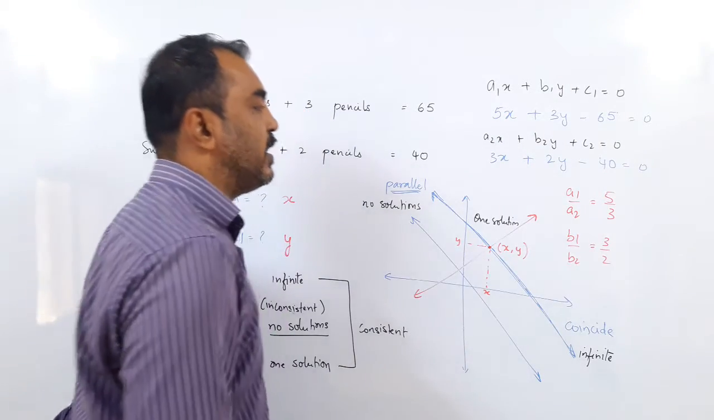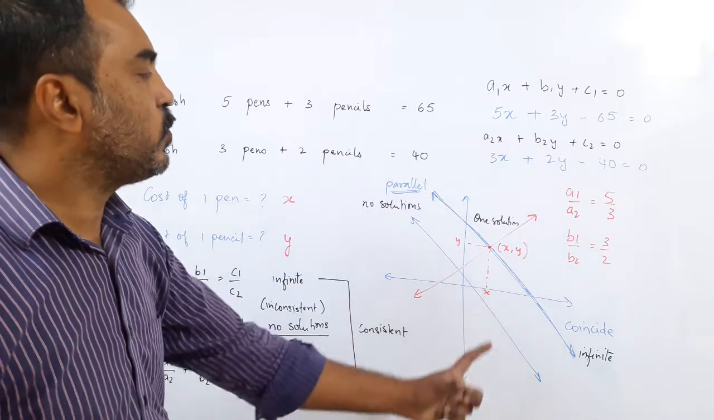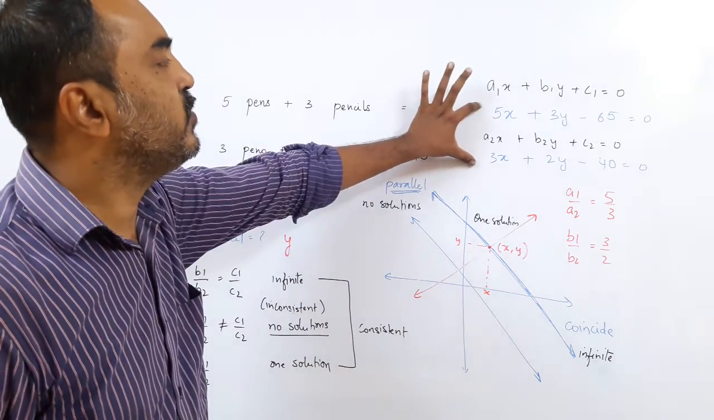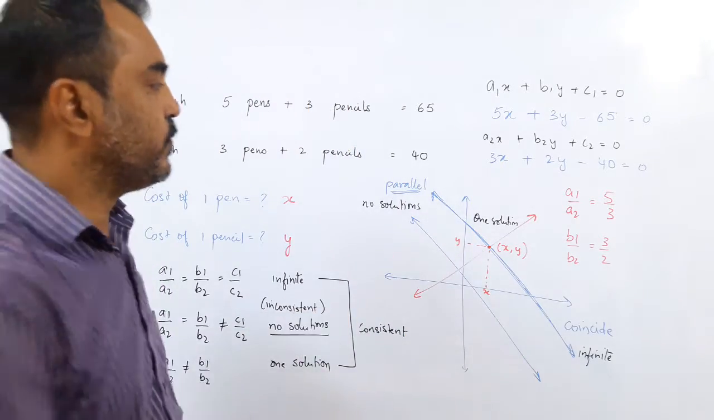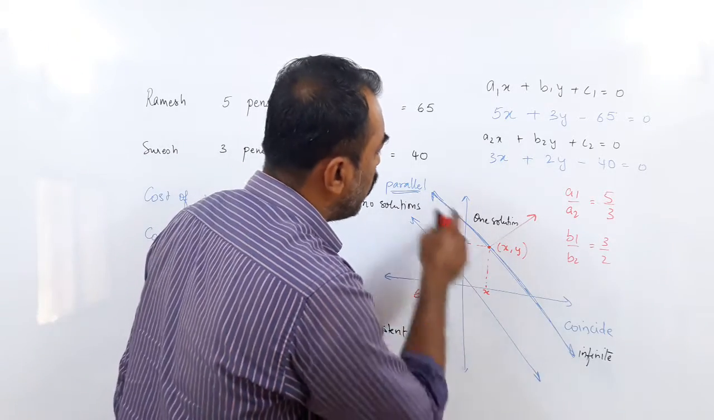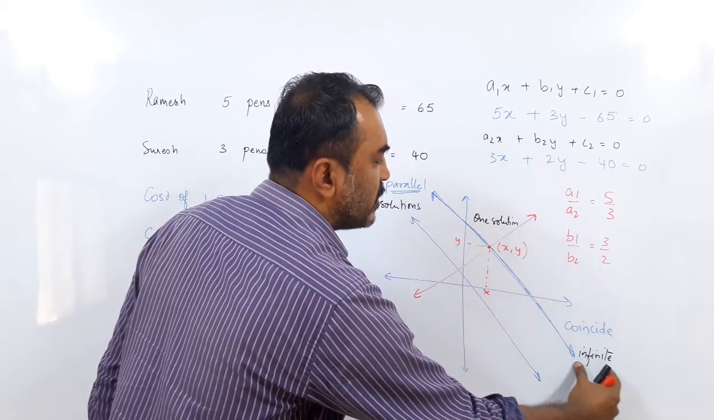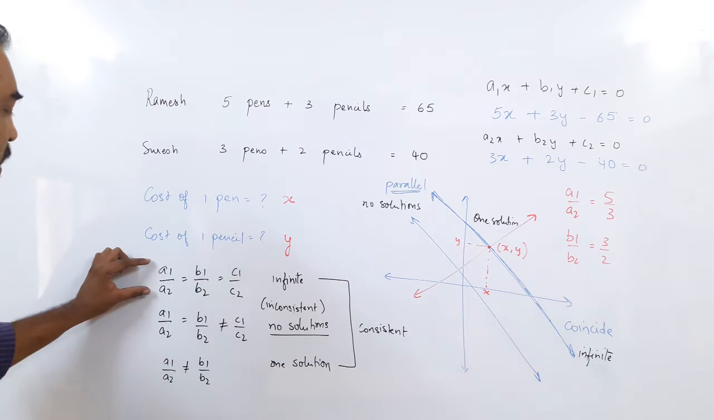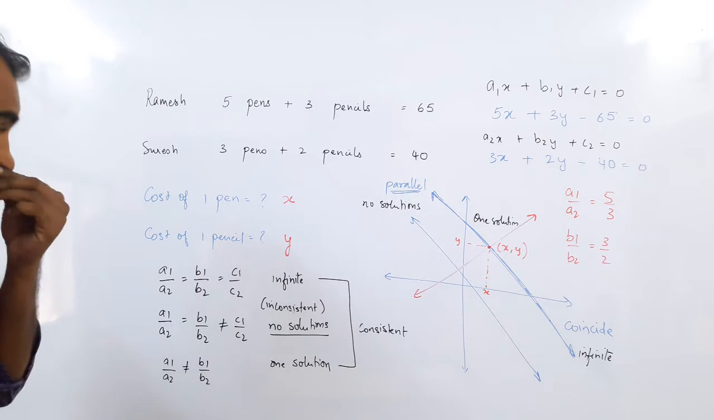Now I am going to plot the lines in the next lecture. But what happens when you plot the lines? Sometimes the two lines can coincide, one over the other. When they coincide, all the points on one line are also points on the second line. So there are infinite solutions. This happens when a1 upon a2 equals b1 upon b2 equals c1 upon c2.